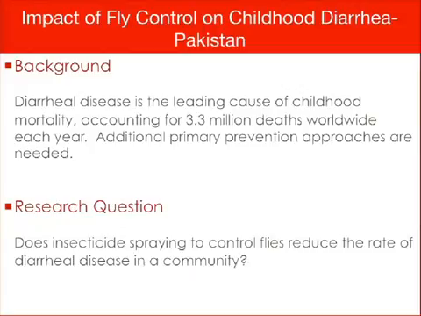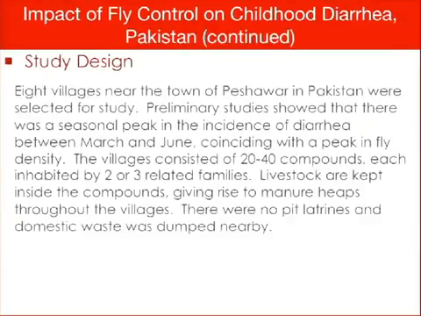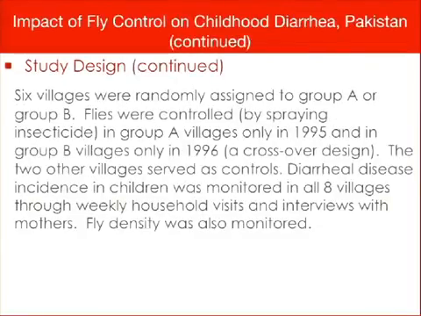And there's another cute aspect of this, but here they take 8 villages. This is when it was still safe to do work in Pakistan, I guess. And basically, they knew that there was seasonality to diarrhea, that it peaked at a certain time of the year. And these are households where there are lots of animals, lots of manure, lots of flies. Okay? And so they take 6 villages. We're down to 6 villages now, randomly assigned to Group A or Group B.